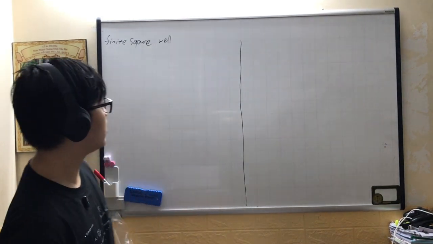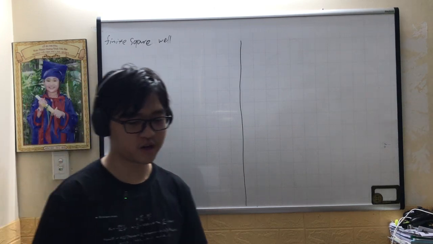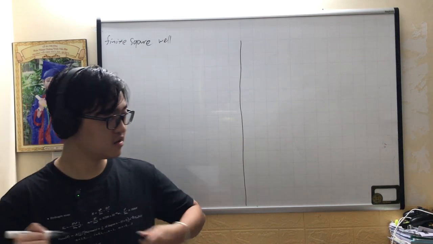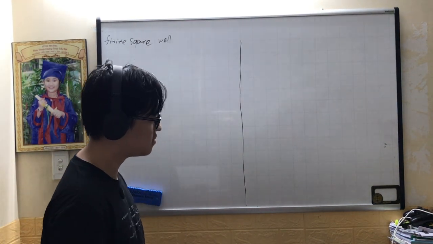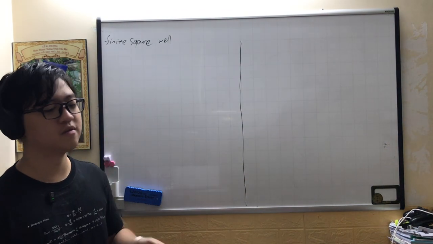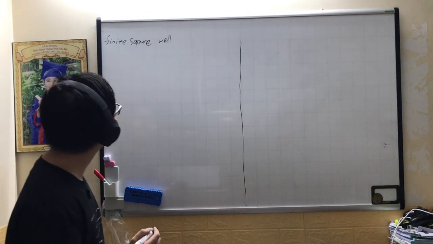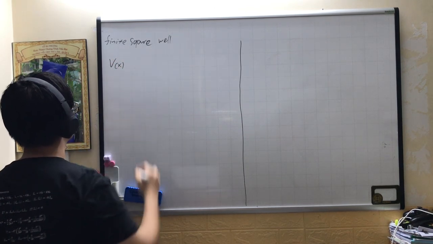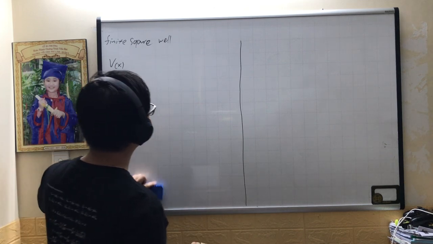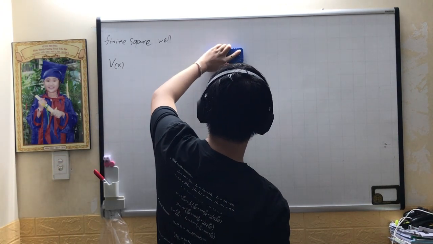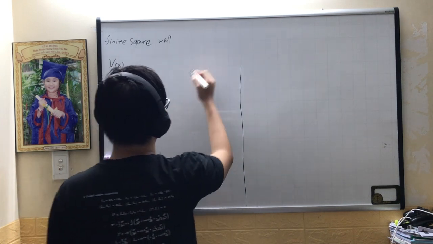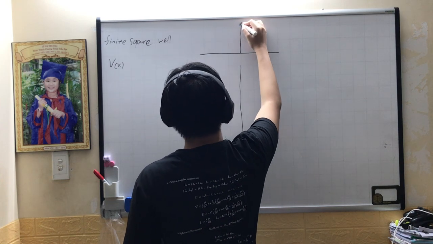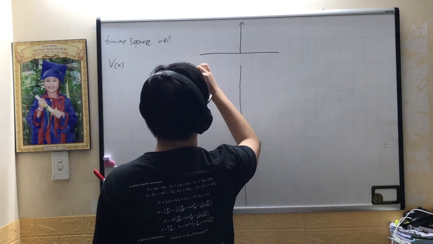Today we're gonna talk about the finite square well, and mainly we're just gonna talk about the bound state, not the scattering state, because that would be a little bit too advanced for now. So with the finite square well, let's start with the potential. This time I would like my potential to look something like this instead. The center would be 0 and the width would be 2a.